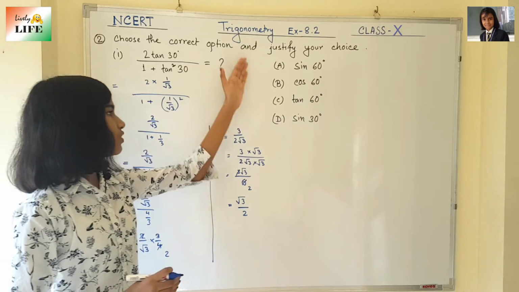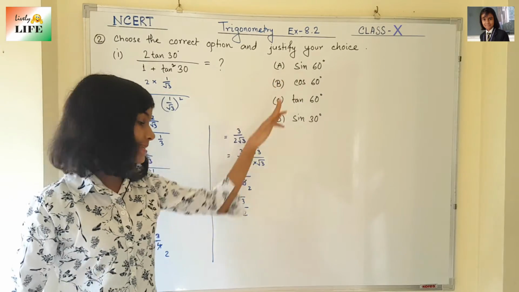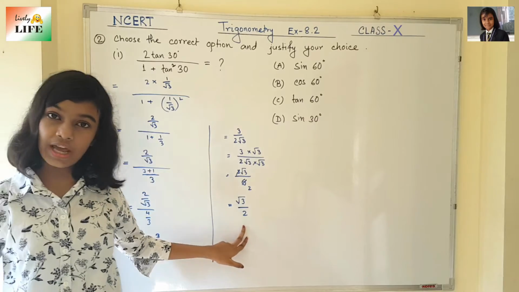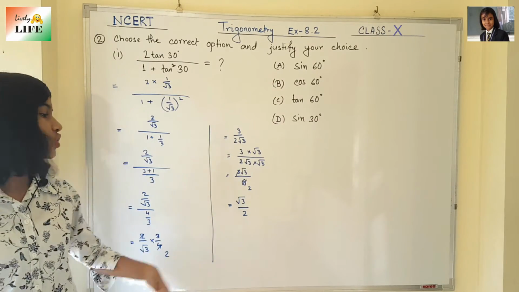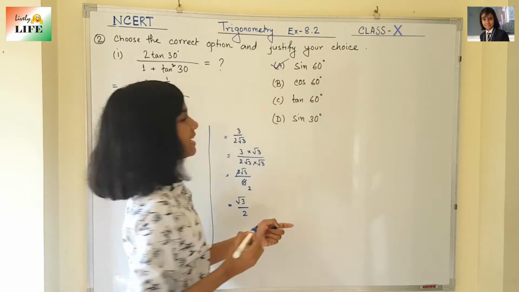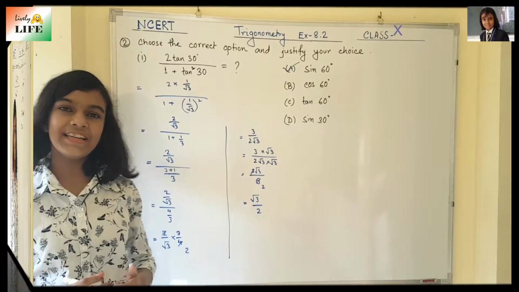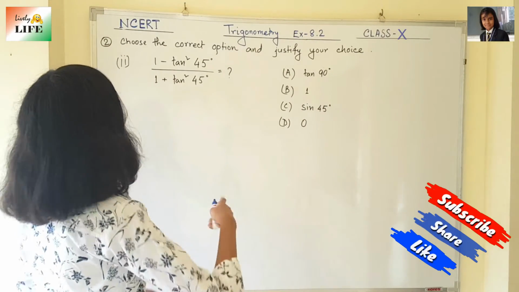Now which value over here is root 3 by 2? So sin 60, yes, sin 60's value is root 3 by 2, right? We have already learnt earlier, sin 60's value is root 3 by 2. So the answer is A, sin 60. Now let's move to the next one. Now let's move to the second number.